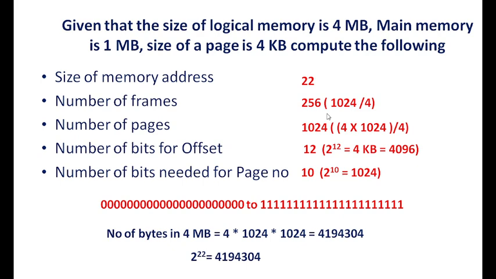Number of frames in the main memory will be 256. Number of pages in the logical memory is 1024, and the 22 bits will be split into two parts, 10 plus 12. So the first 10 bits will tell us the page number, using which we can find the frame number with the help of the page table. After that, we will combine the frame number with the 12 bits of offset to produce a physical address.